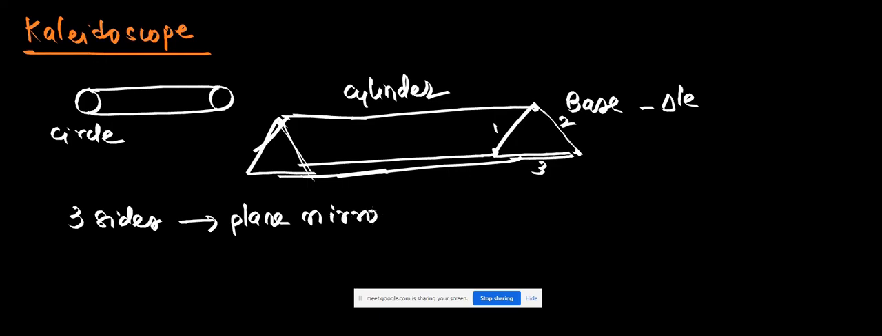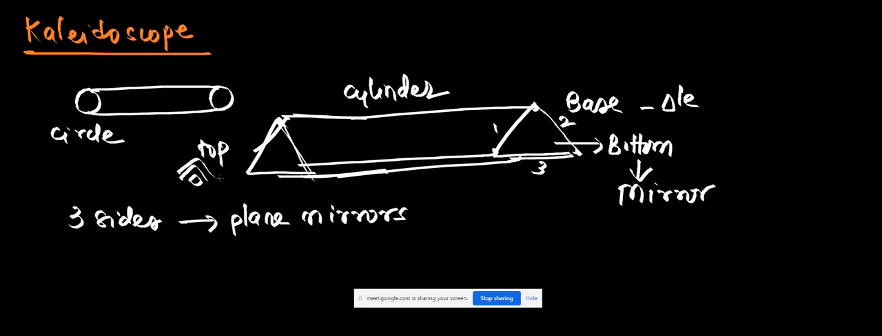So this is how we are using plane mirrors in the kaleidoscope. The other side, if this is at the top position, this triangle is at the bottom position. At the bottom also we use one mirror. At the top position we keep an eye to observe what will be happening. One end will be used for observation, the other end will be closed with one more mirror.